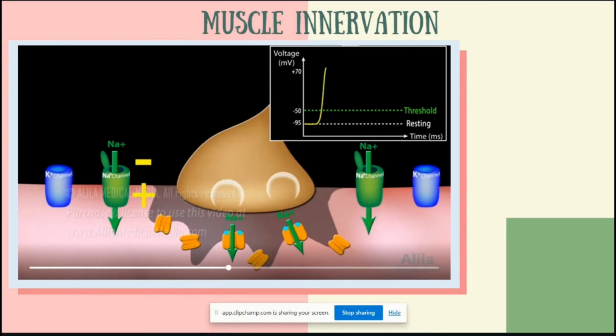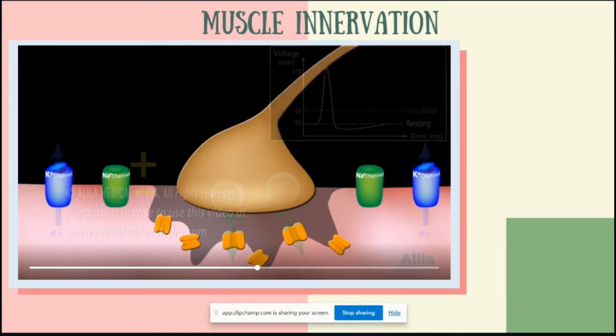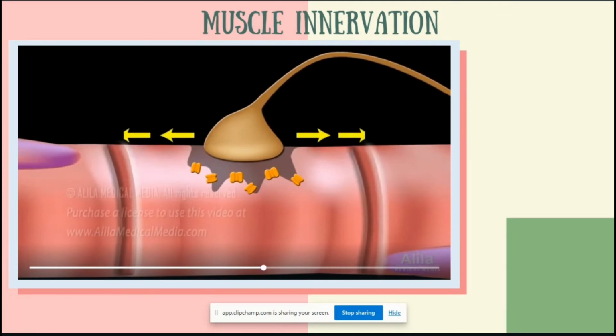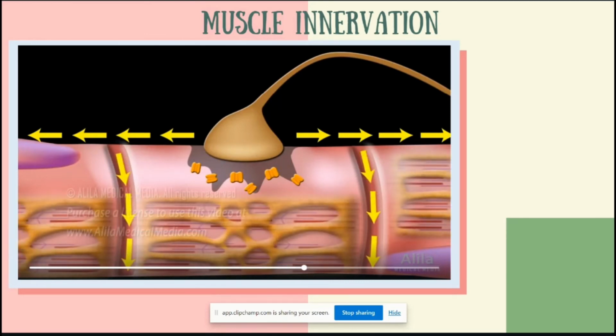At this point, voltage-gated potassium channels open for potassium to move out, quickly returning membrane voltage to its original resting value. Once generated, the action potential spreads like a wave, thanks to similar voltage-gated ion channels located throughout the muscle fiber. The action potential also runs deep into the fiber via T tubules, to reach the sarcoplasmic reticulum.